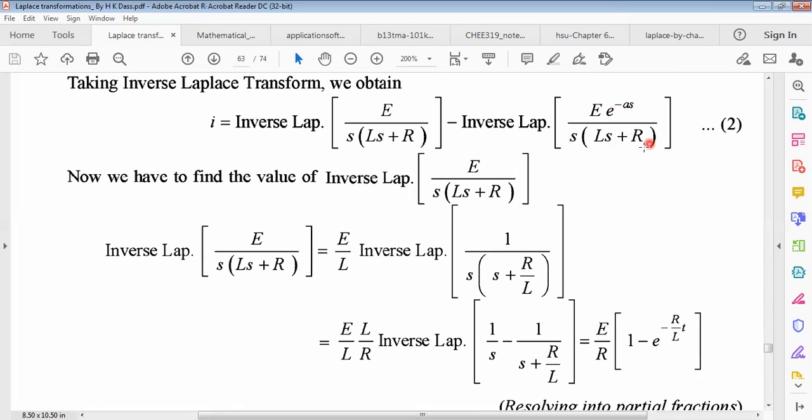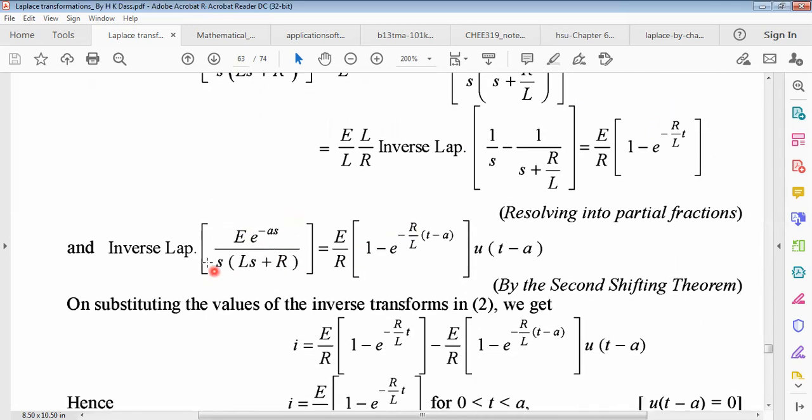Similarly, the inverse Laplace transformation of the second one. This is the second one from equation 2. The second one will be E divided by R. R will be common from here. And using similar properties, 1 minus e to the power R by L into (t minus a), u of (t minus a). Okay, by the second shifting theorem, the second shifting property, we have proved this property and used it in our previous lecture. So you can use this easily.